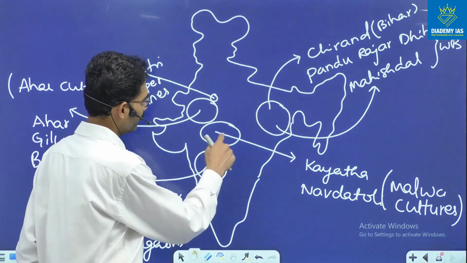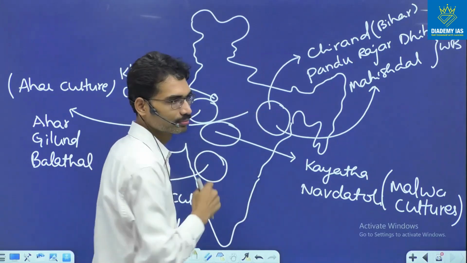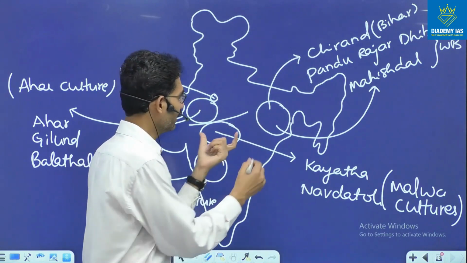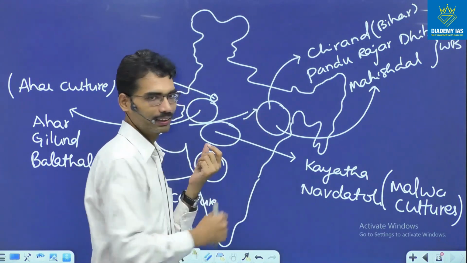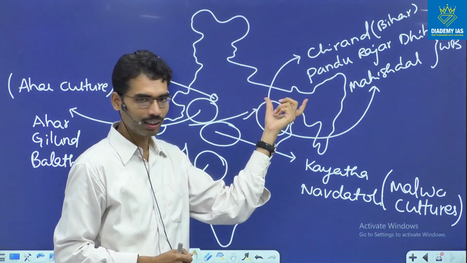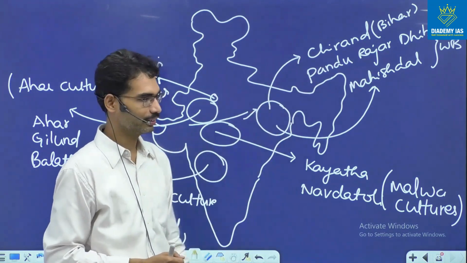And this is the area: Bhimbetka, Adamgarh, the Vindhyan range. The Vindhyan range is a hilly area. They settled there and gradually moved towards the plain area. That is how the Belan Valley saw the Mesolithic, and from Mesolithic to Neolithic, Neolithic to Chalcolithic age it will enter.